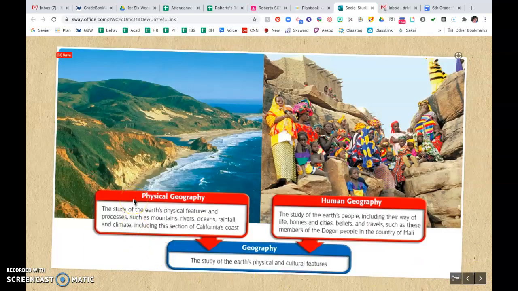So here would be an example of physical geography. You can actually see the layout of the land, so mountains, rivers, oceans, rainfall, climate. And this would be off California's coast. And this would be an example of human geography, which is the study of people. So their way of life, their homes, their cities, beliefs, travels. And this happens to be members of the Dogon people in the country of Mali.